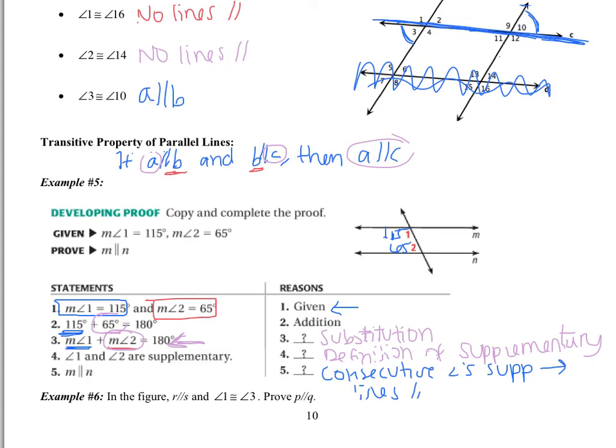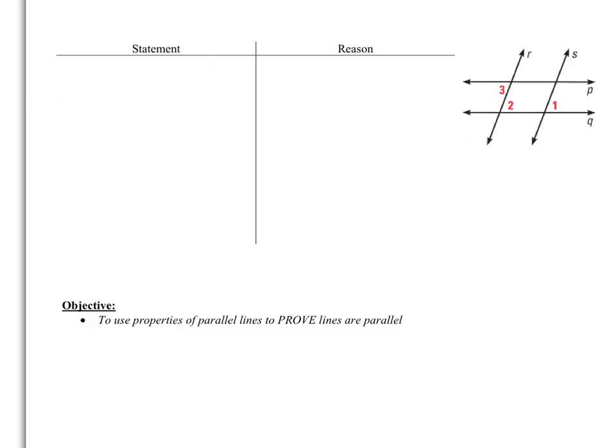Example 6 again is on the bottom of page 10 and it continues on to page 11. It says in the figure R is parallel to S and angle 1 is congruent to angle 3. Prove that P is parallel to Q. So I always like to start by marking in the figure what we are told. We are told that R and S are parallel, and that angle 1 is congruent to angle 3. We need to prove that P and Q are parallel. So our first statement needs to be that R is parallel to S and angle 1 is congruent to angle 3. Reason? That's just given to us.